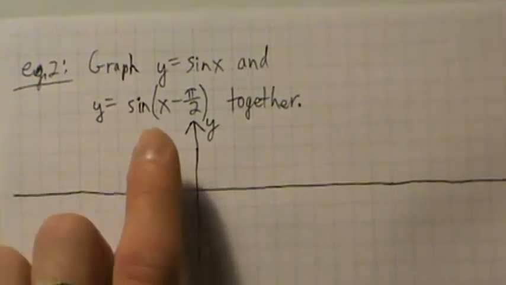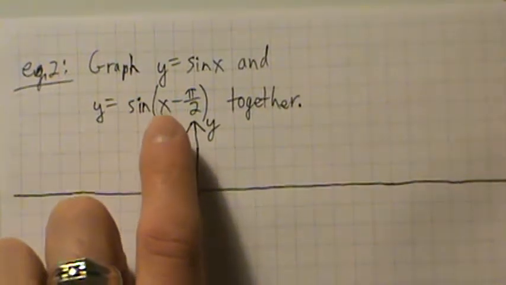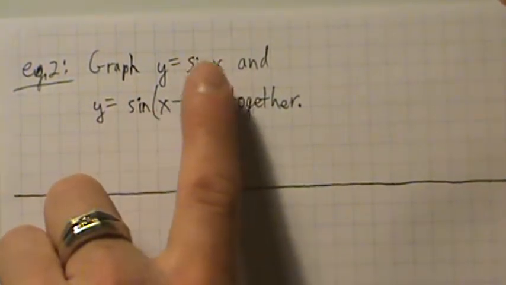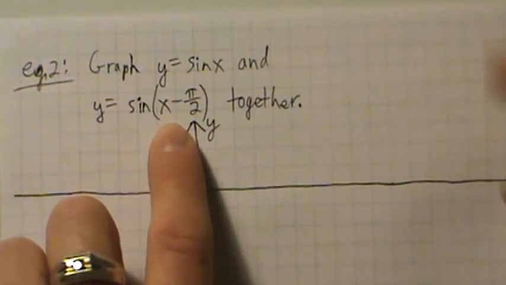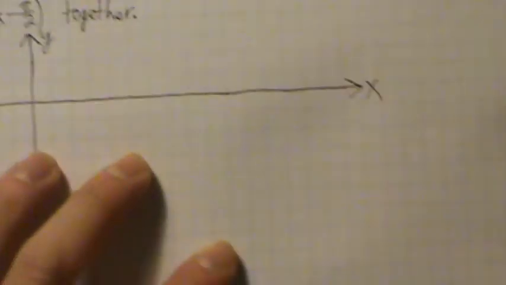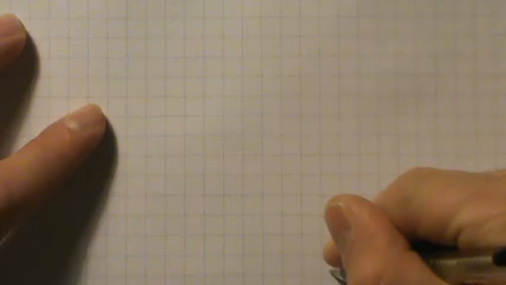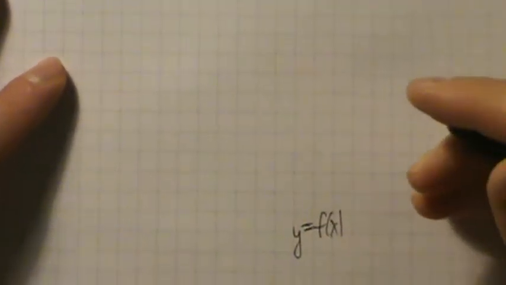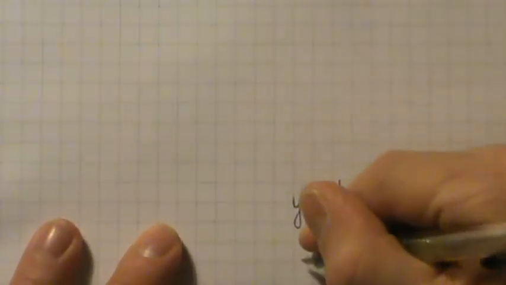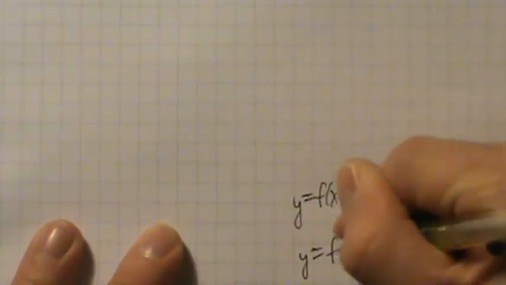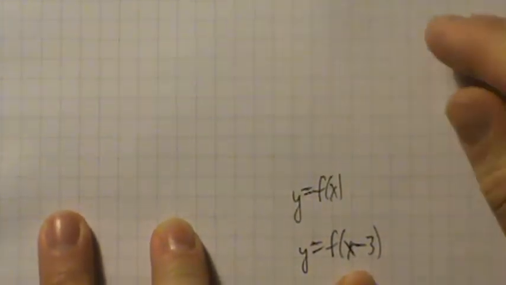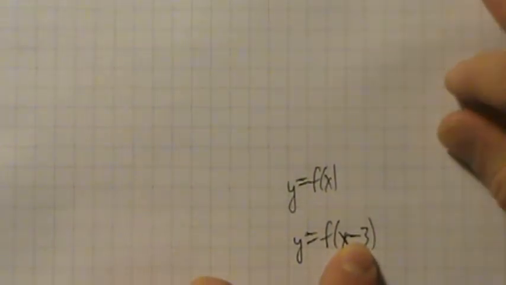So remember, if we have sine of x and then we do sine of x minus pi over 2 like this, how does the graph of this guy relate to the graph of this guy? Well, let's think of it more generally. If you have the graph of y equals f of x, and you want to shift that to the right by, let's say, 3 units, then what you do is graph y equals f of x minus 3. So remember, it's kind of backwards with the minus sign. Even though it's x minus 3, it's shifted to the right 3 units. Okay, so that's what's happening here.